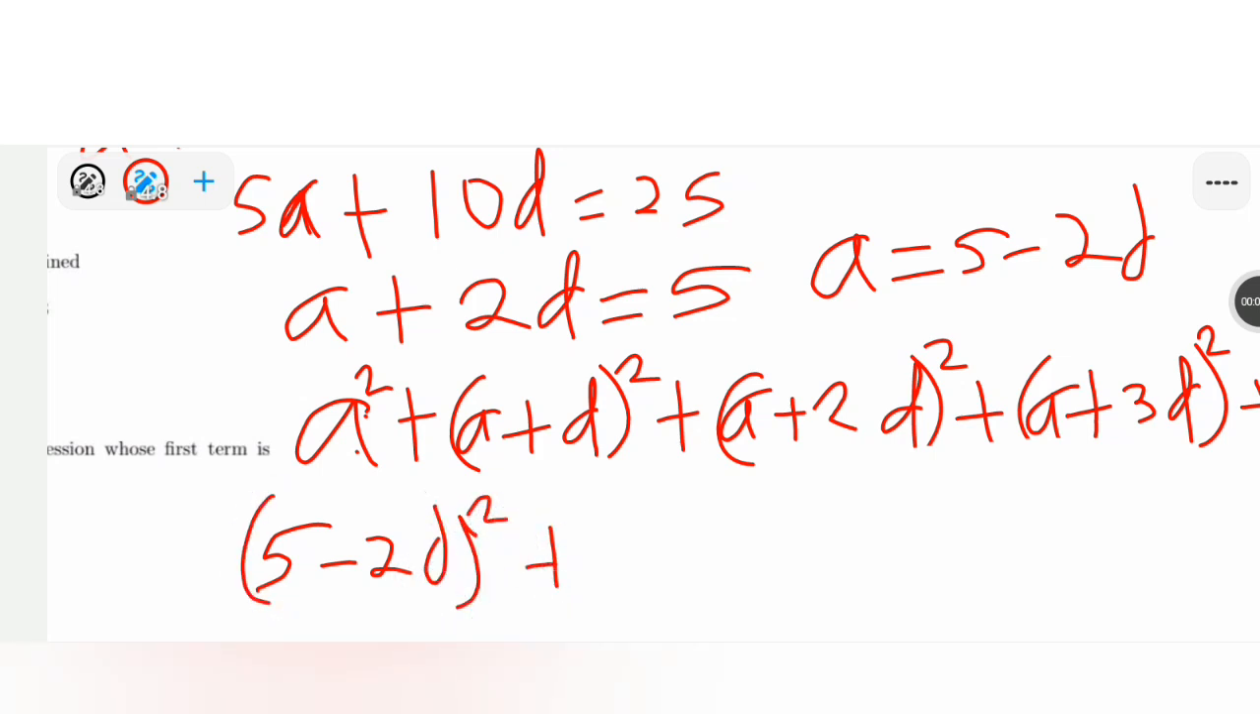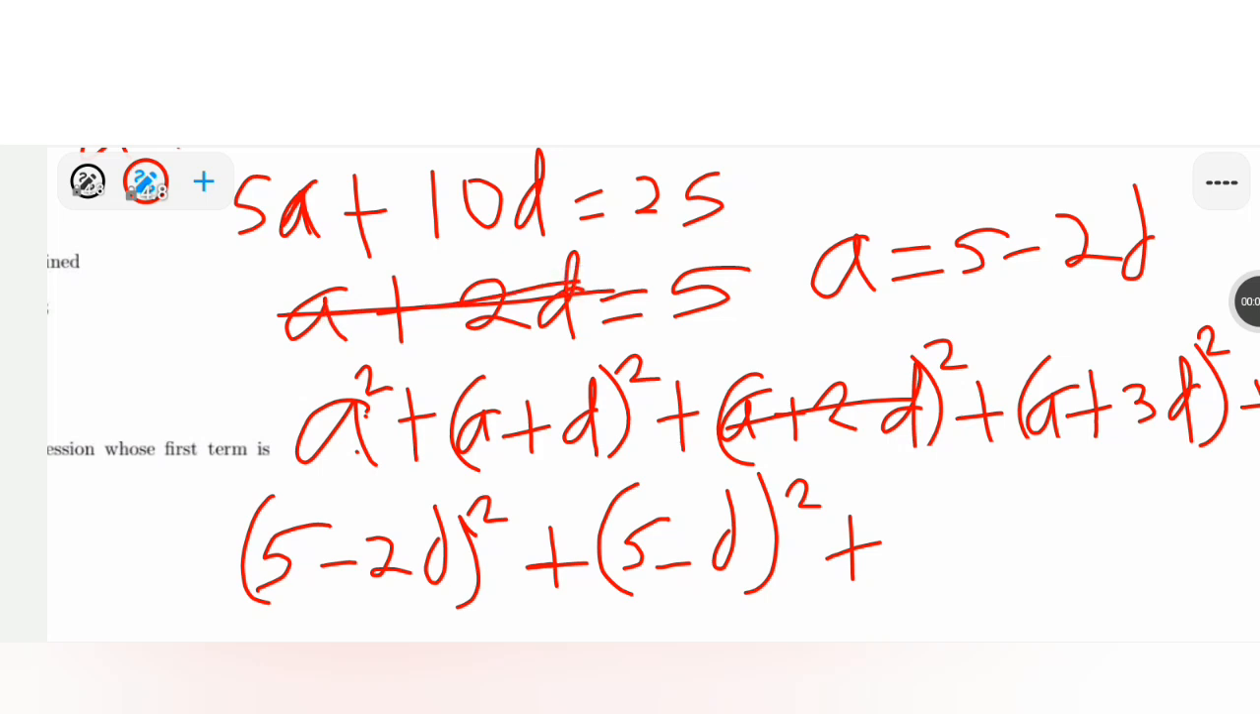Plus. So we'll move to the next one, which is a plus d. We are just substituting. So instead of writing a, you can write 5 minus 2d, but there's a plus d at the back. So if you simplify that, just as if you're adding d to this one, that will give you 5 minus d, everything squared, plus. There you have a plus 2d. A plus 2d is already in the equation, and the value is 5.